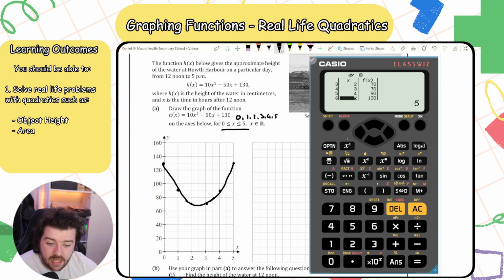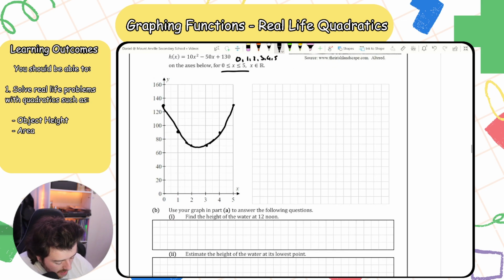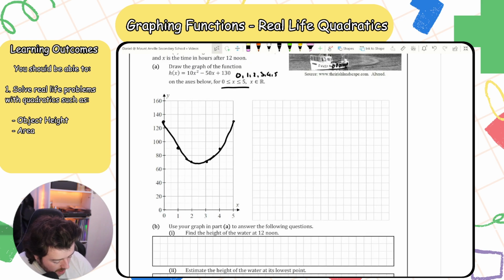So let's now answer some questions. Use your graph in part A to answer the following questions. Find the height of the water at 12 noon. So at 12 noon, x is going to equal 0, right? When x equals 0, we go up, the water is at 130. So the height is equal to 130 centimeters.